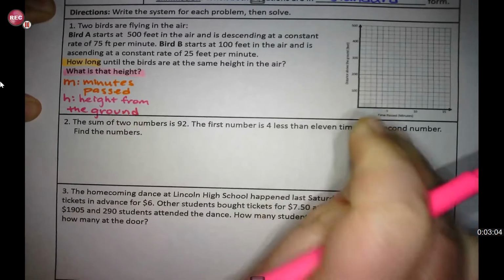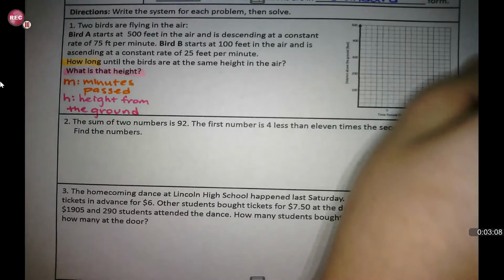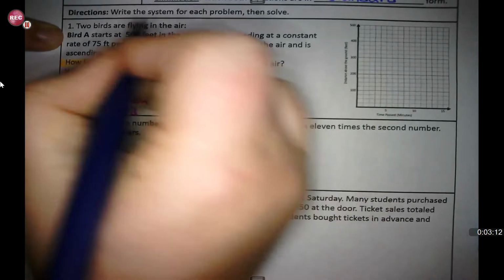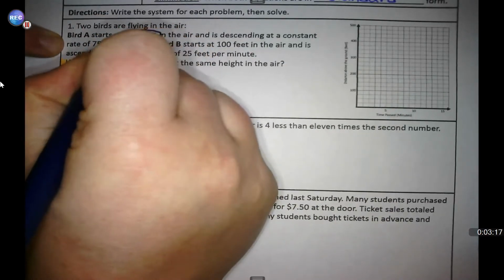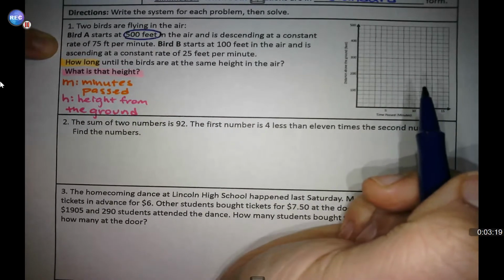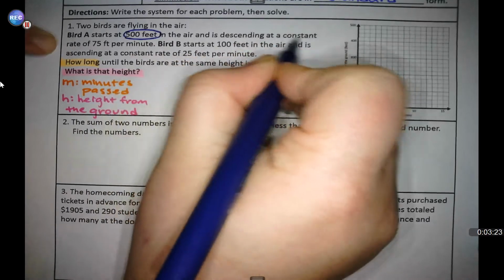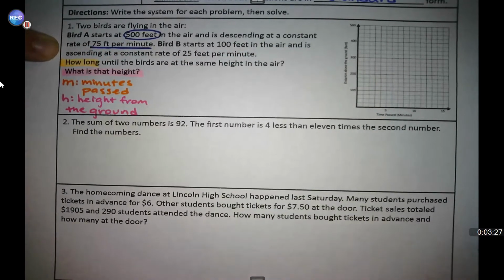Okay. Now, you can already tell I'm going to do graphing because I provided you with a graph, but here is how you can know by reading it. It tells us bird A starts at 500 feet. That's a starting point, or your y-intercept. And then it says it is descending at a constant rate of 75 feet per minute. Well, a rate is slope. Then we have slope-intercept form.